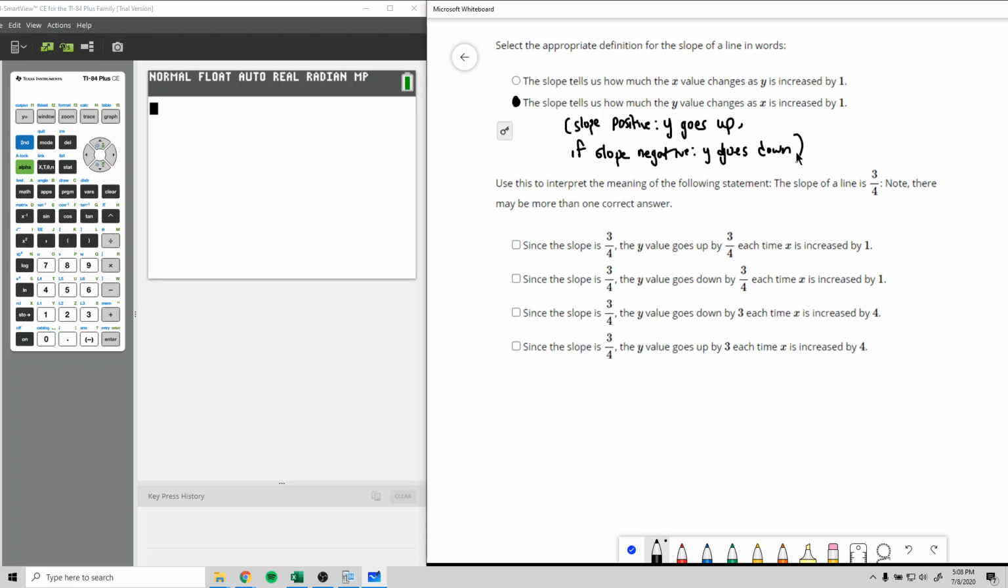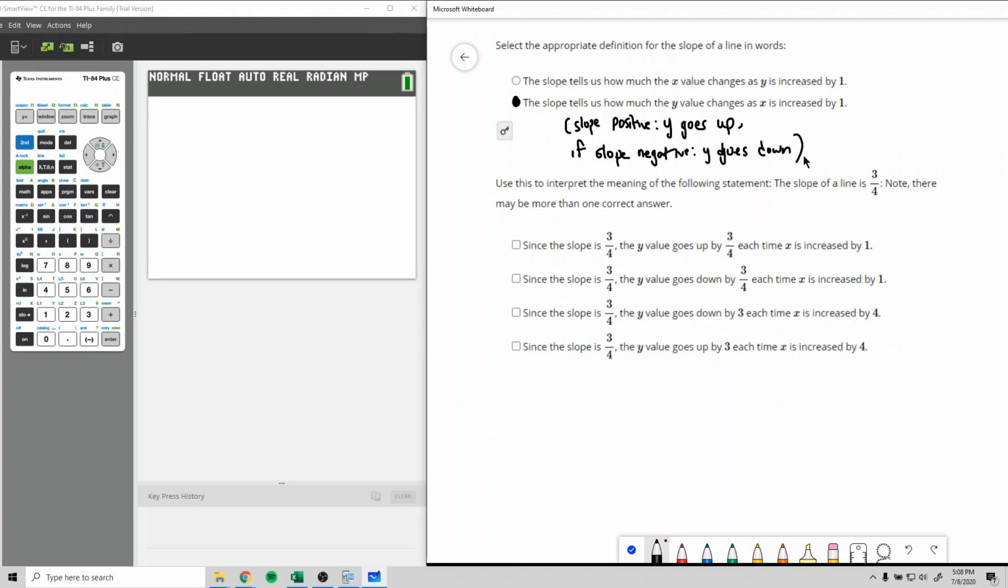And then the second part, use this meaning to interpret the following statement. The slope of a line is 3/4. Note there may be more than one correct answer, and you can see that with the boxes here. There might only be one for some of these, there might be more than one, but there will definitely be at least one correct answer.